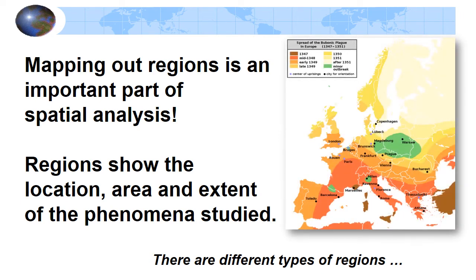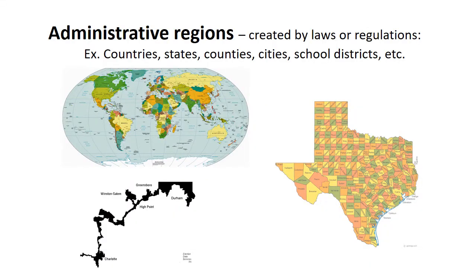Certainly mapping out regions is an important part of spatial analysis, something we've discussed already. And that if you have data, map it out. What does it show you? By mapping out regions of your phenomena, it shows the location of them, their areal extent, and maybe some other underlying characteristics as well. There are different kinds of regions. Your textbook looks at the distinction between administrative and formal and functional regions.